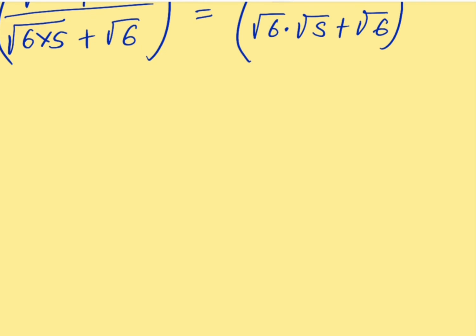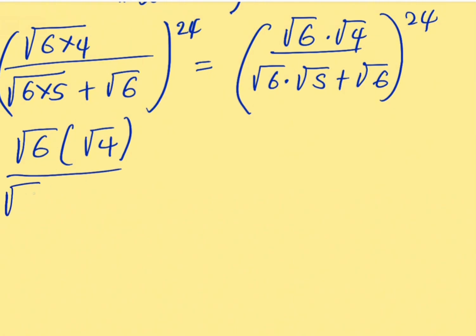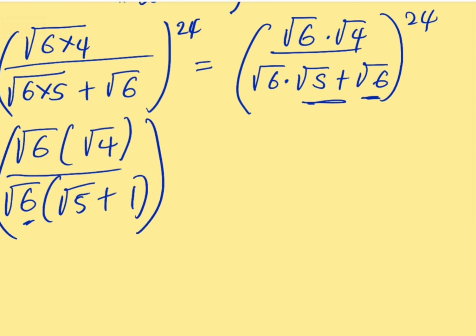Now from this, let's factor out square root of 6 in the numerator. So we have square root of 6 into square root of 4 all over. In the denominator also, let's factor out square root of 6. We are left with, if you divide, square root of 5 plus square root of 6 divided by square root of 6 here is 1. Then everything to the power of 24.